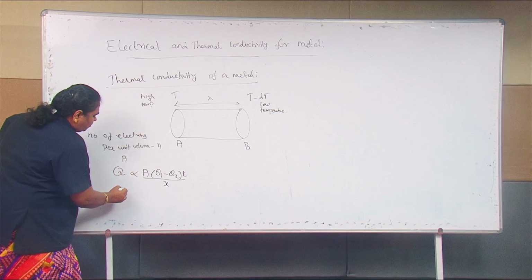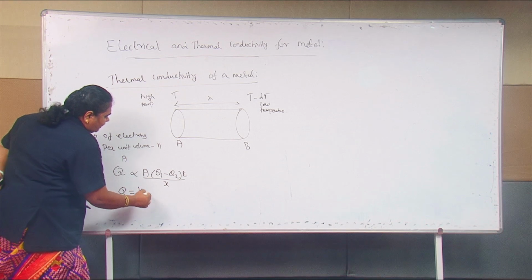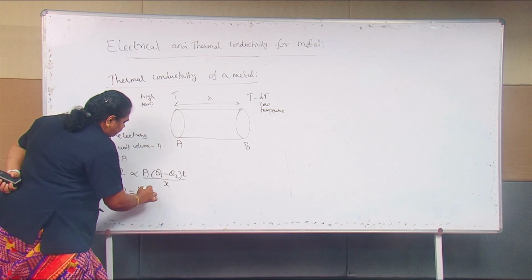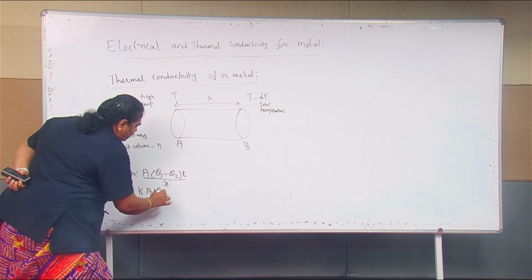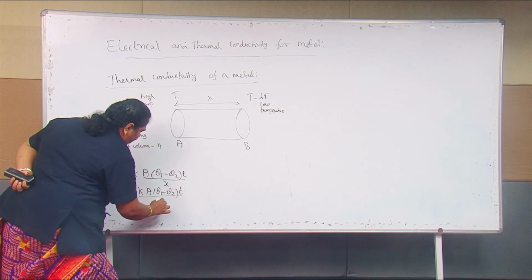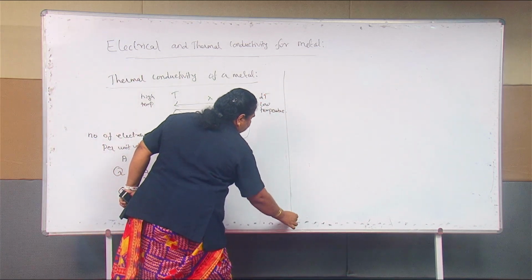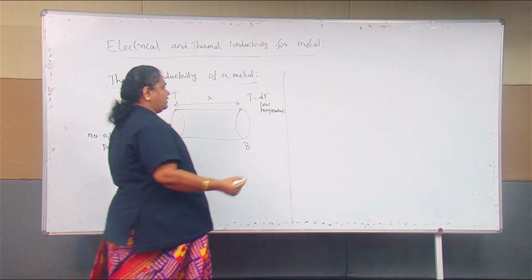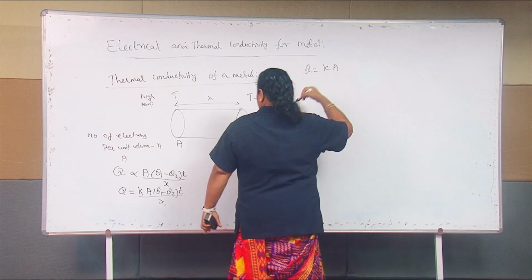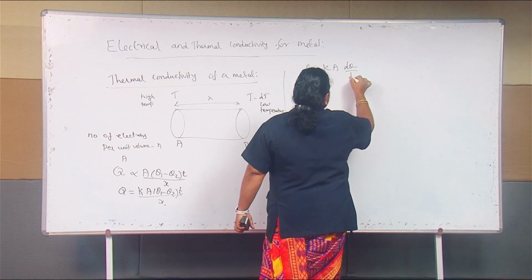When we remove the proportionality, we introduce a constant. Let us assign it as K. Capital K is nothing but the thermal conductivity. So Q is equal to K into A into theta 1 minus theta 2 into t divided by x. The same expression, for simplicity, can be written in terms of temperature gradient: Q is equal to K into A into d theta by dx into t.